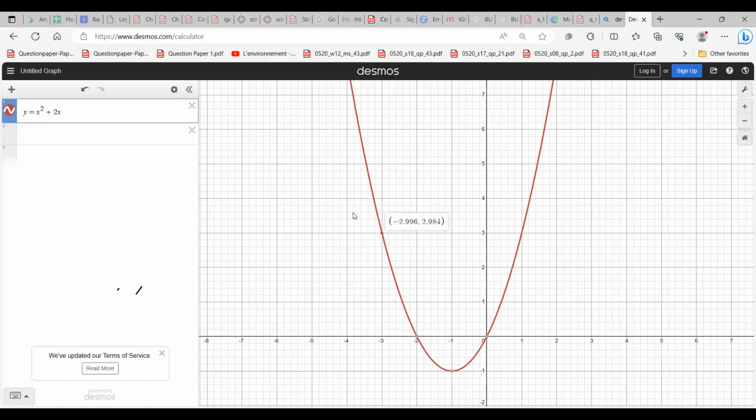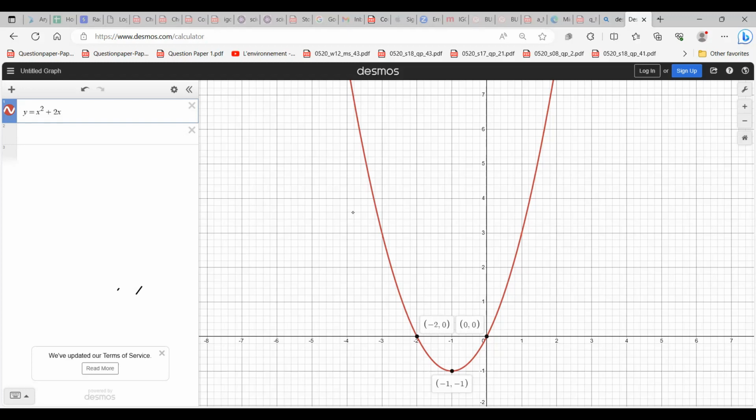Okay. -3 comma 3. Next value -2 comma 0. So see -2 comma 0. That's the point. What is the next point? -1 comma -1. Then 0 comma 0. Yes. 1 comma 3. So then we have 1 comma 3. This one, this point.